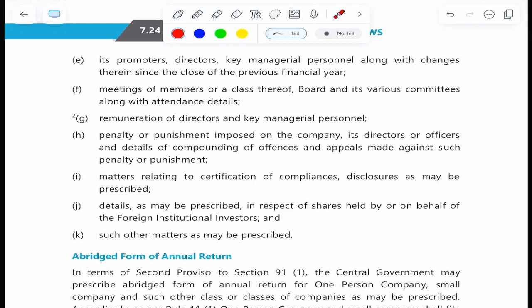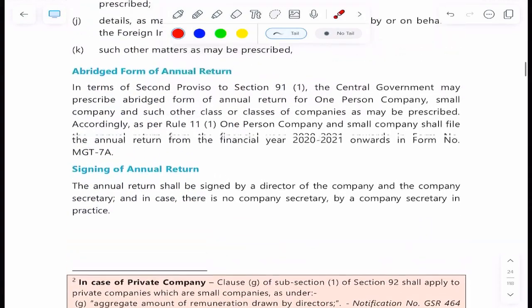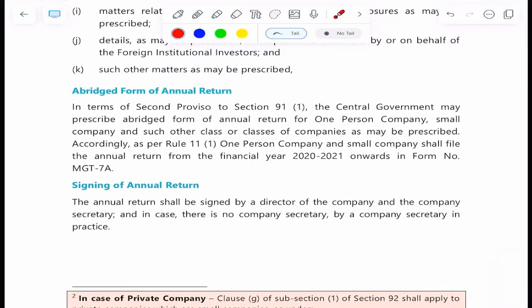remuneration of directors and key managerial personnel, penalty or punishment imposed on the company, its directors or officers, and details of compounding of offences and appeals made against such penalty or punishment, matters relating to certification of compliance, disclosure as may be prescribed, details as may be prescribed in respect of shares held by or on behalf of the foreign institutional investors, and such other matters as may be prescribed. This last point is very important. If you are ever asked a question on the contents of annual return, you will write this quickly.